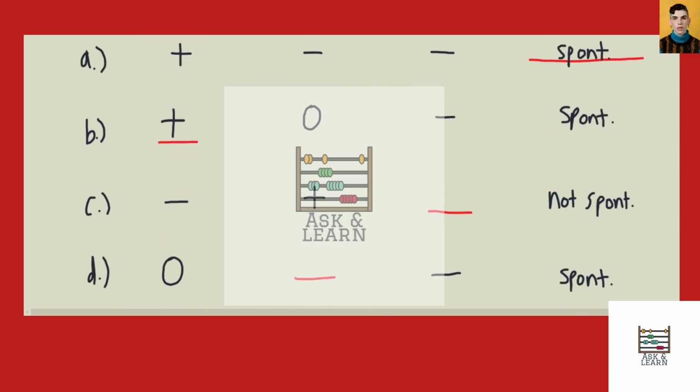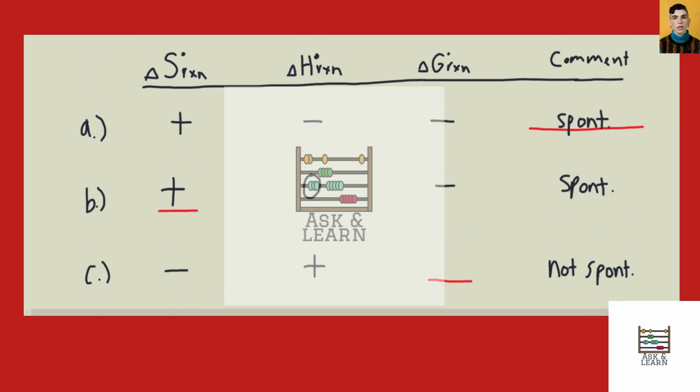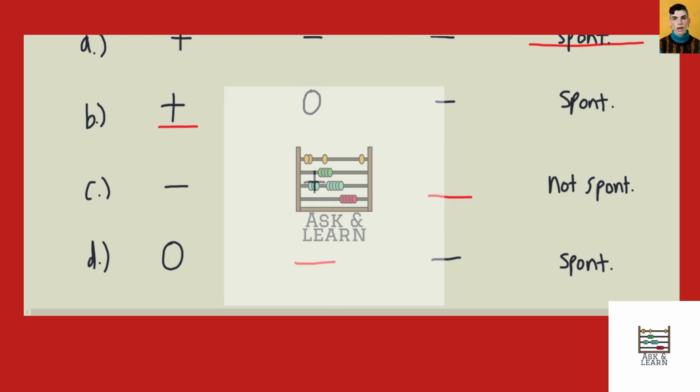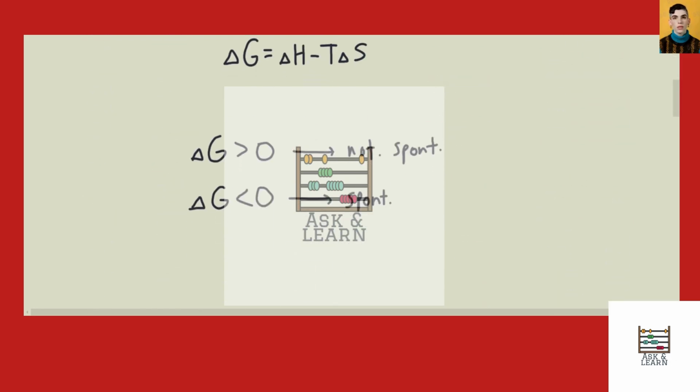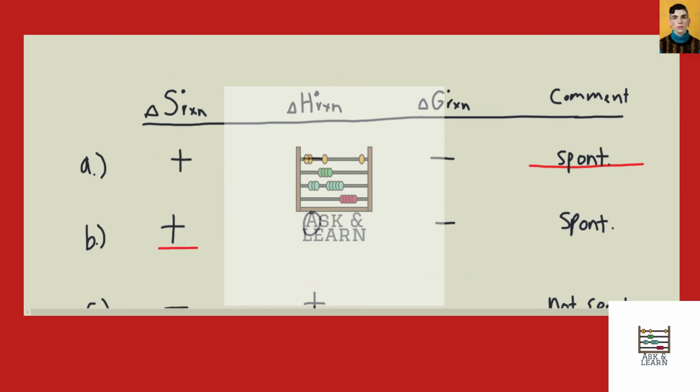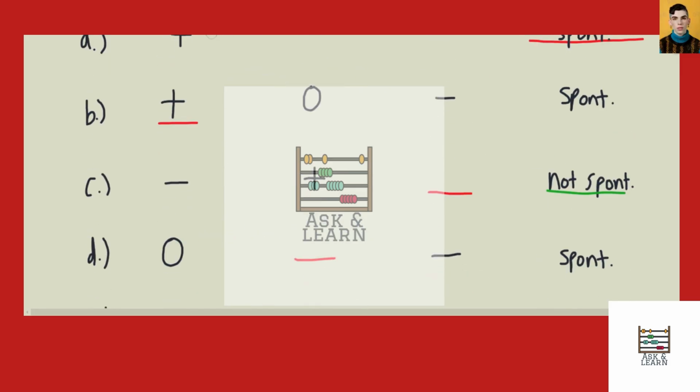For part C, we are missing the sign for delta G. And if we notice in the comments, we are told that this is non-spontaneous. And remember that non-spontaneous reactions have positive values for the change in Gibbs free energy, delta G. And so just from the fact that it's non-spontaneous, we can conclude that there is a positive sign for delta G.